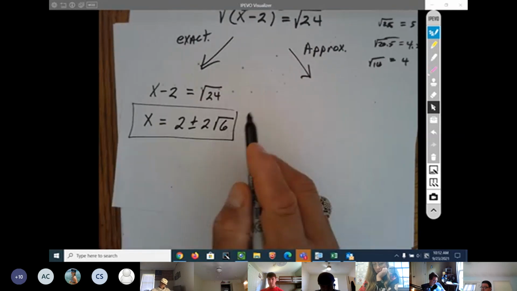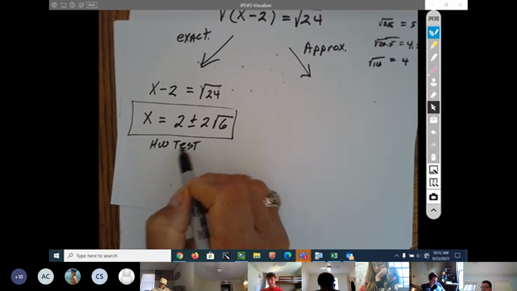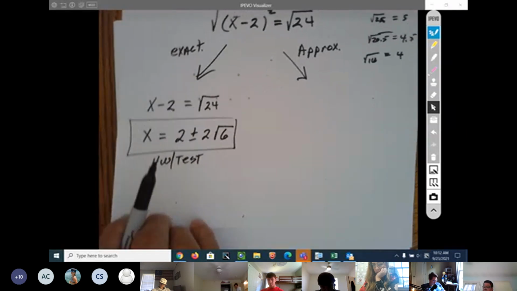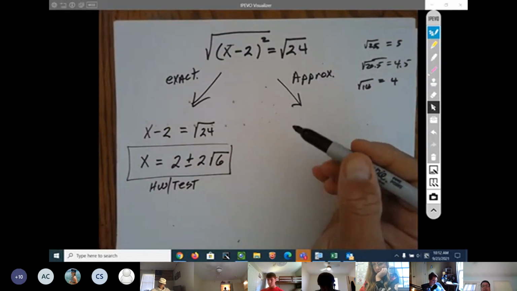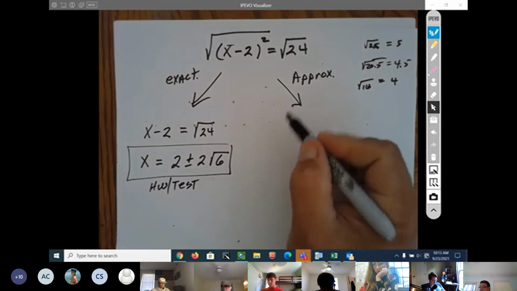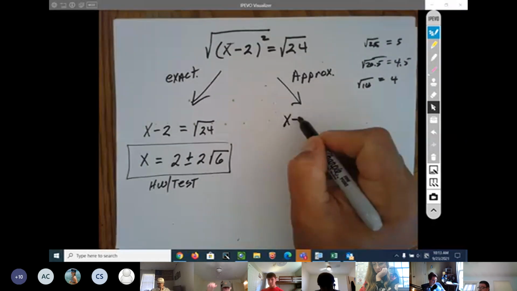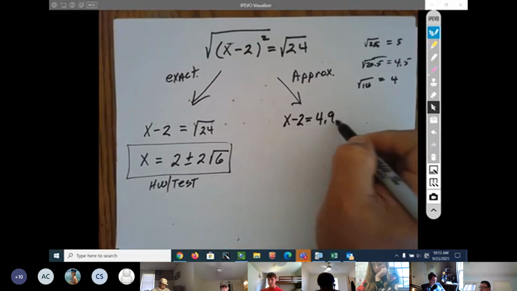I really don't care about it, but the homework and the test, they probably want it like this. But I want you to think critically about this. So I want you to sketch it, and tell me the approximate. So x minus 2 is equal to ±4.9.